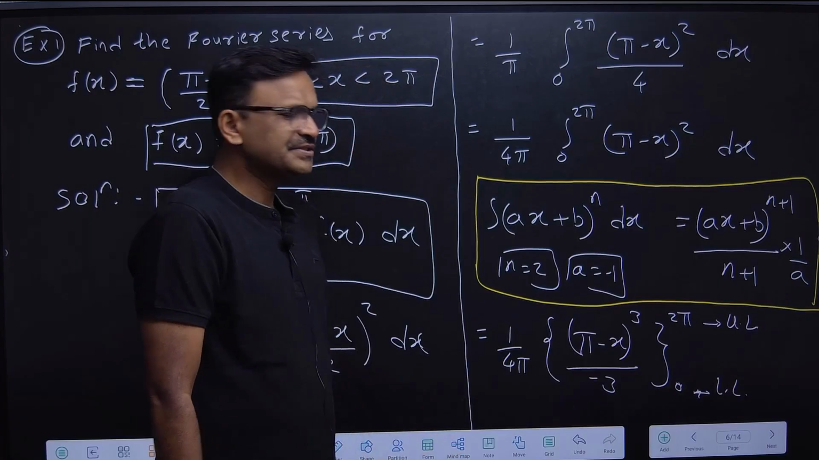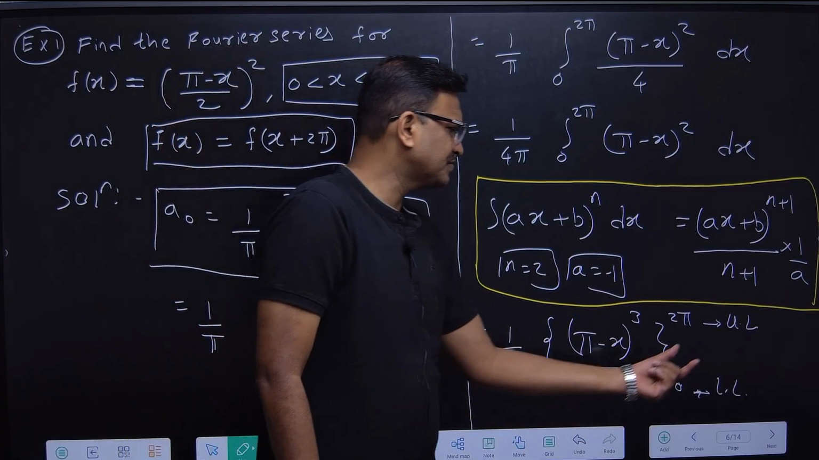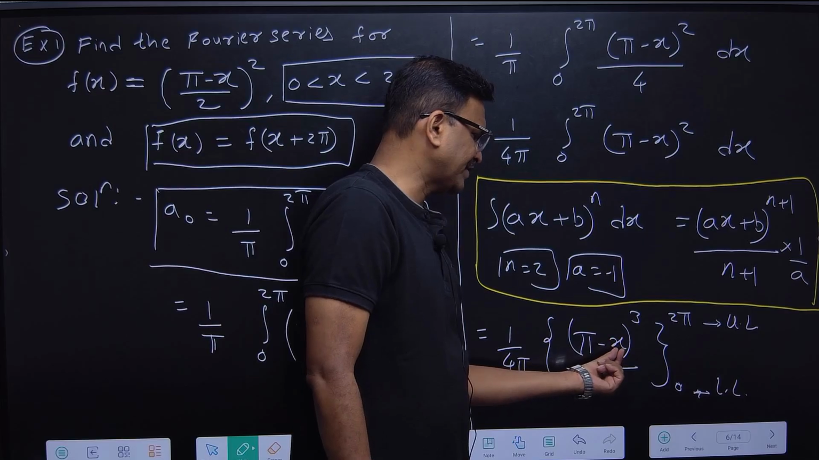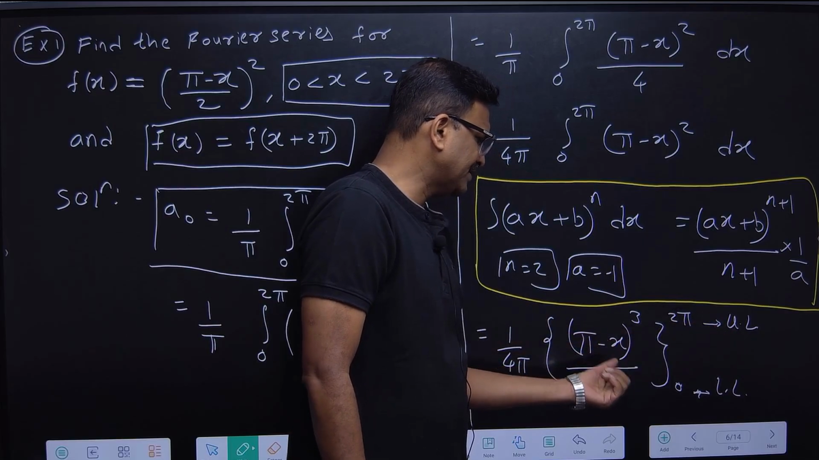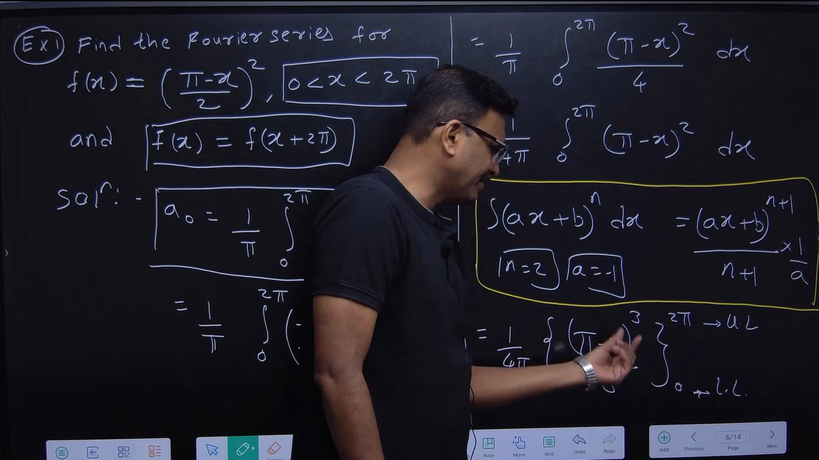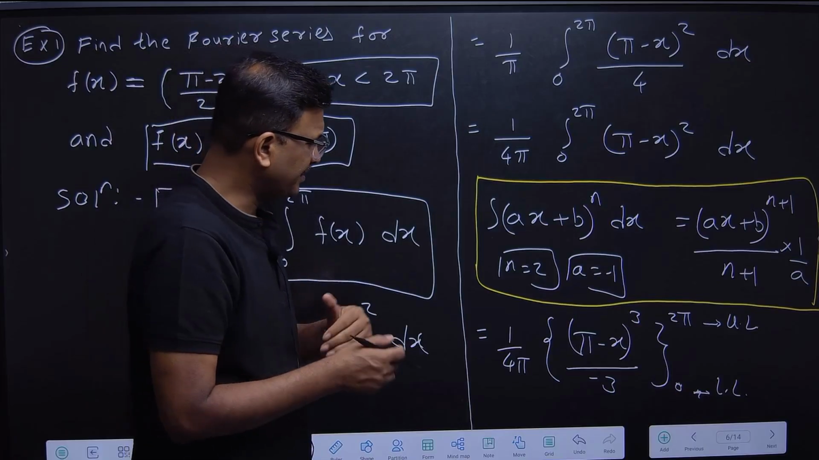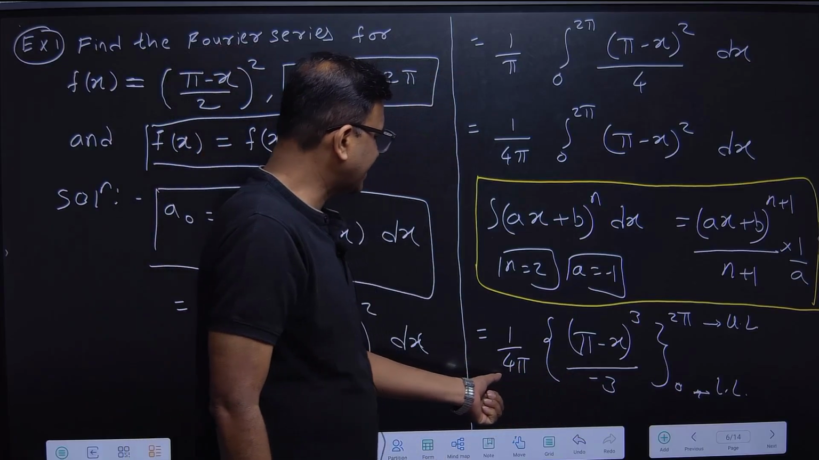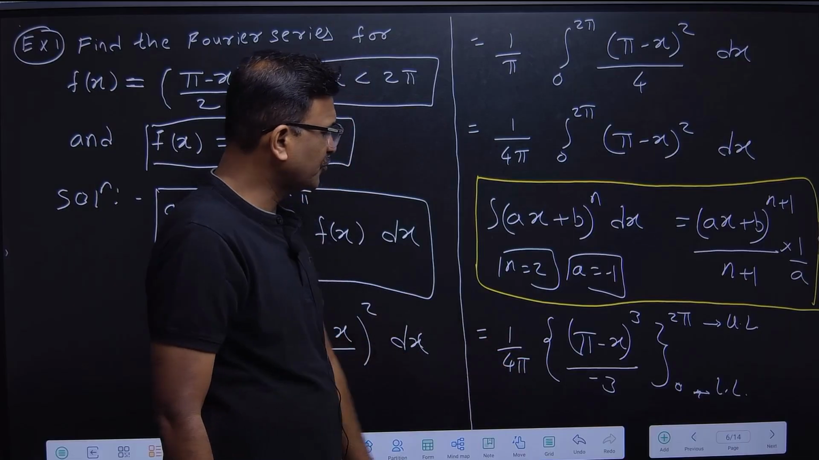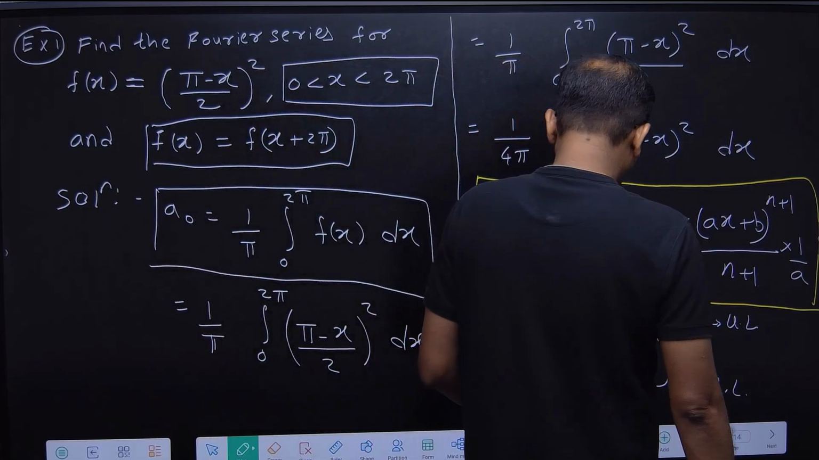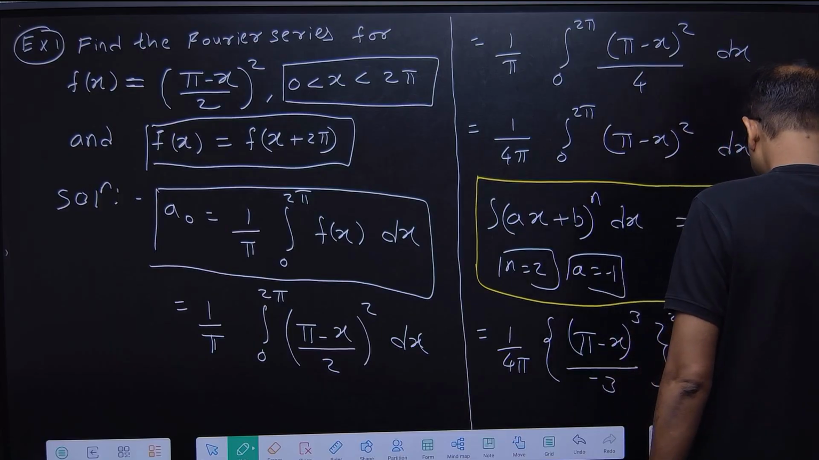Now we'll put the limits, and when you put the limits, remember, always we put the upper limit first in place of x. First we'll put the upper limit 2 pi in place of x minus, then we'll put the lower limit in place of x. Remember, it is always upper limit minus the lower limit. And also we can take this minus 3 outside. Minus 3 into 4 is going to be minus 12 into that pi. So it will be minus 12 pi.